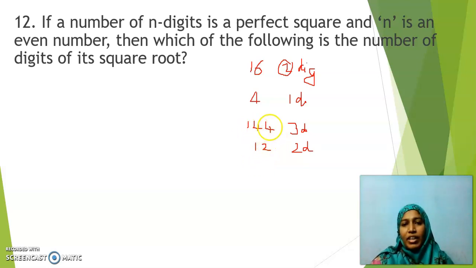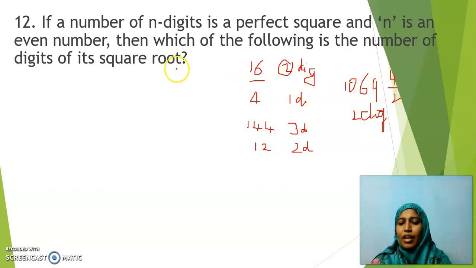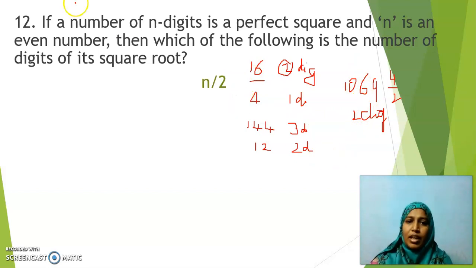Is it clear? If I take a number with an even number of digits, see, 1069. It also has an even number of digits. 1, 2, 3, 4. 4 is an even number. So it has an even number of digits. In its square root, we will have surely only 2 digits. That's the property we discussed. Isn't it? If there are 4, it has 2. That is 4 by 2. In general, I can say it is n by 2. n is an even number. So I have to find half of that to find the number of digits in the square root. Is it clear, my dear children?